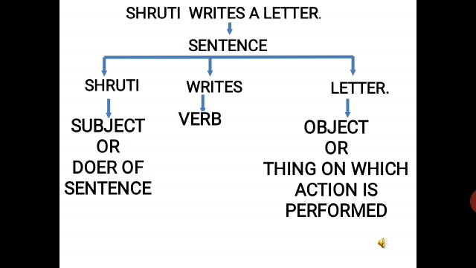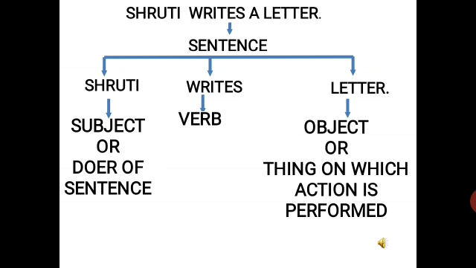Now I'm giving you a sentence. See this sentence. Shruti writes a letter. Children, can you tell me what is Shruti in this sentence? Yes, you are right. Shruti is the subject or the doer of this action, that is writes. And action is writes. So you know very well that what is writes? Yes, it is our verb.